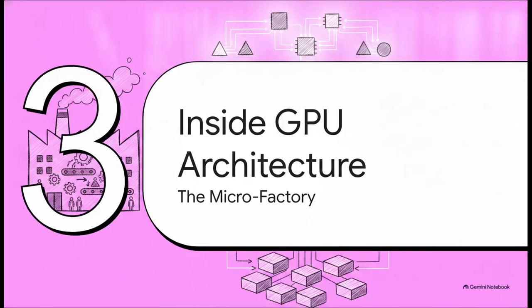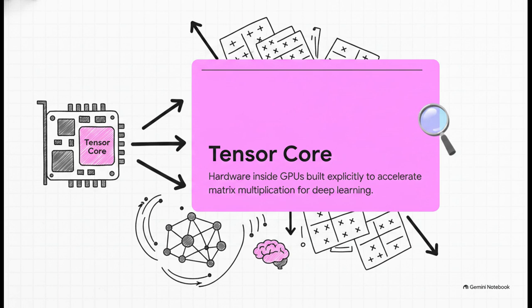Which brings us to Section 3, inside the GPU architecture. Let's step onto that microfactory floor. First up on the floor is the Tensor Core. This is a genuinely revolutionary piece of hardware built directly into modern GPUs. Unlike your general processing cores, Tensor Cores are designed with one singular obsessive purpose: to just blast through matrix multiplication. By dedicating actual silicon specifically to this one task, GPUs provide the staggering raw compute performance that deep learning and massive neural networks demand.